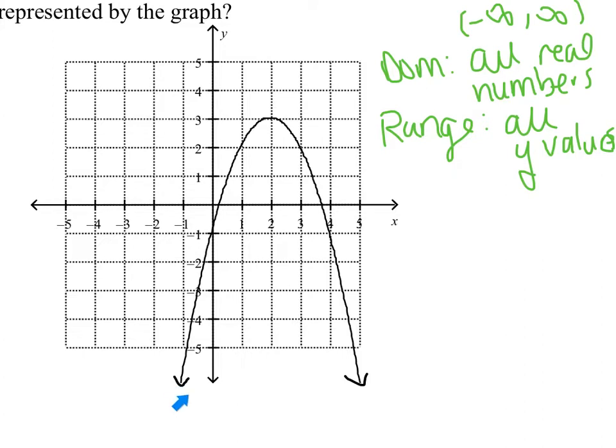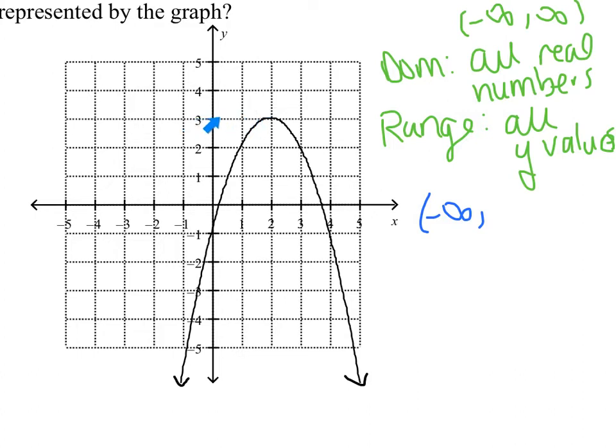So we hit the arrows first. If we're talking about range, we hit negative infinity first, and then if we keep going up, all of a sudden we get to that top part. We actually have a stopping point here.